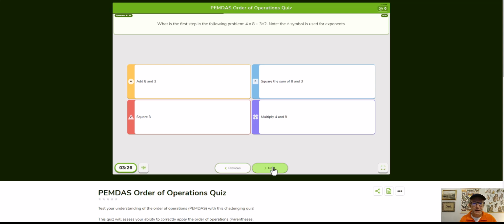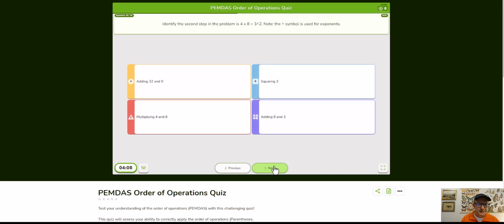So what's the first step in solving the following problem? 4 times 8 plus 3 squared. So once again, this problem is testing our understanding of PEMDAS, and we're not necessarily concerned about getting the right answer at this point because we're more concerned about the process. And I'm a big fan of the process coming before the product, because if you understand the process, the product or your answer is always going to be correct. Well, the first thing we want to do is parentheses, and there's no parentheses, so we're going to move on to exponents, which is given to us via the caret symbol. The caret symbol is used for exponents. So we're going to square 3.